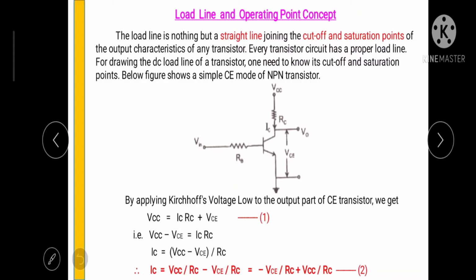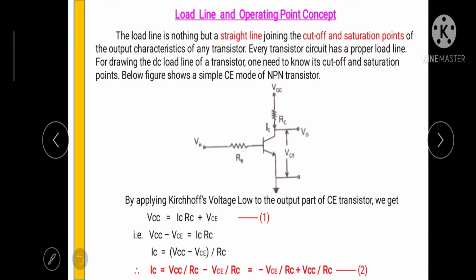In the circuit diagram, Vin is the input voltage, RB is the base resistor, VCC is the collector voltage, RC is the collector resistor, and VCE is the voltage between the collector and emitter terminals of a transistor. Actually, this VCE is nothing but the output voltage of a transistor.